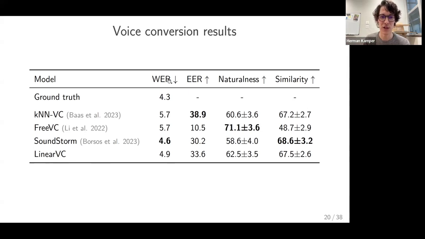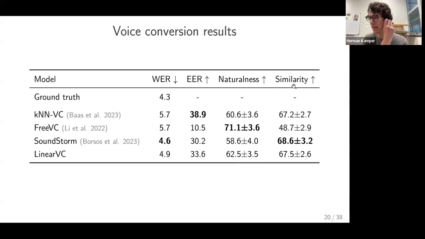So if you look at intelligibility, for instance, it actually outperforms KNN VC, which was its inspiration, and it gets close to Soundstorm. If you look at the naturalness scores, it does reasonably well compared to the other approaches. And in terms of equal error rate, again, it does similar to the other systems. The best metric is actually similarity.